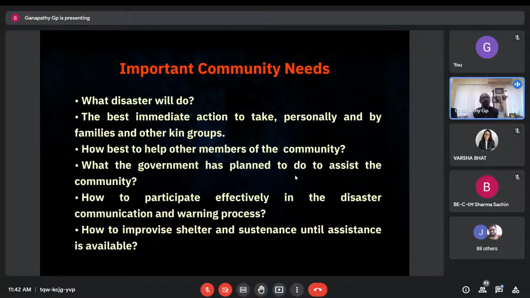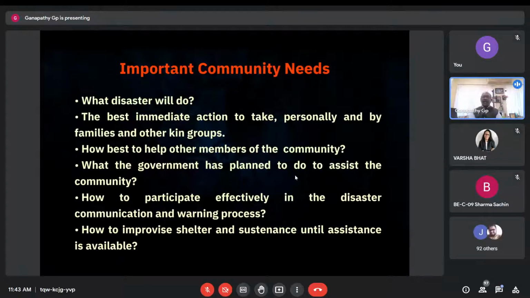So what do you have to do? If an earthquake happens, do you have to evacuate from the home, or do you stay in the home and go for a drop, cover action, or what kind of measures do you have to take? If there is a kitchen fire in your home, do you allow the fire to quench, or do you escape from that location, and what kind of things do you have to do? That is very, very important. And how best to help other community members.